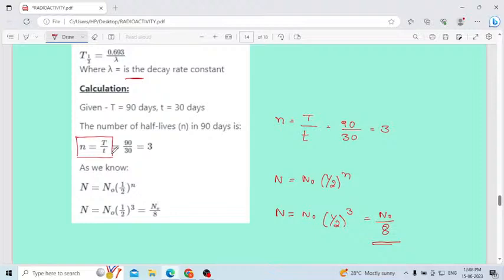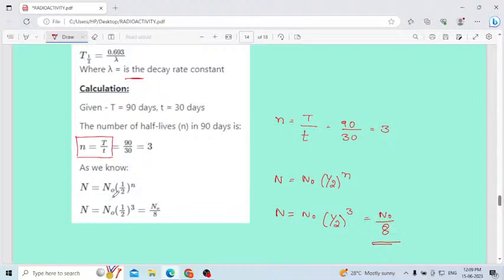But here you have to remember this formula for the number of half-lives. How many half-lives? N, the number of half-lives, is 3. How can you find the number of half-lives? N is equal to capital T divided by small t. Capital T indicates complete radioactive decay, which will take 90 days. Small t means half of the decay, which will take 30 days. Substitute, and you will get the n value, the number of half-lives, which is 3.